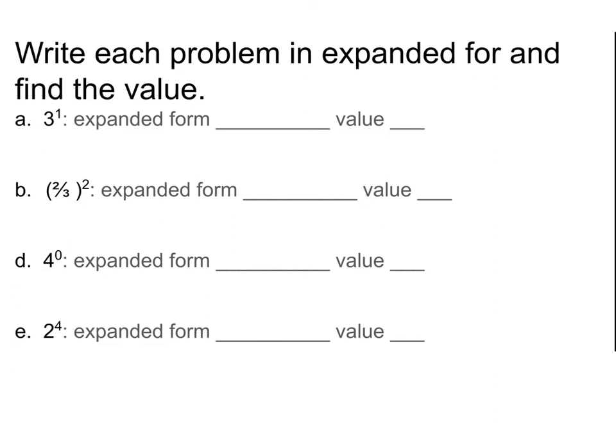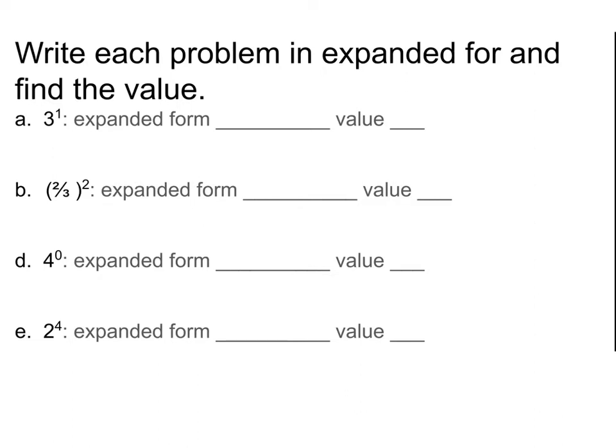So here what we're going to do, we're going to continue doing the expanded form, and now we're going to be finding the value for the exponents. So we need to make sure that we're not confusing it when we're doing multiplication, that we are actually doing the actual multiplication and not addition. So make sure that you're doing that.